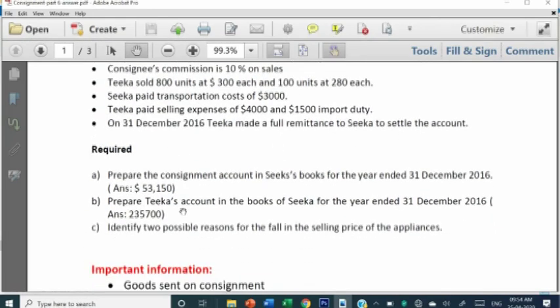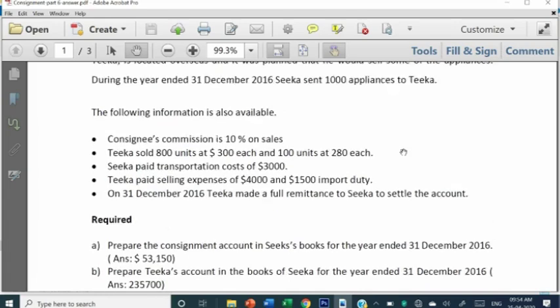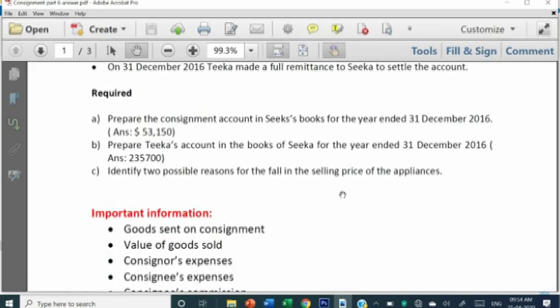So now you have to prepare consignment account, consignee's account in the books of consignor, and there is a theory question. Identify two possible reasons for the fall in the selling price of the appliances. Because the first 800 units were sold at the rate of 300 and the next 100 units sold at the rate of 280. So you have to find out two possible reasons.